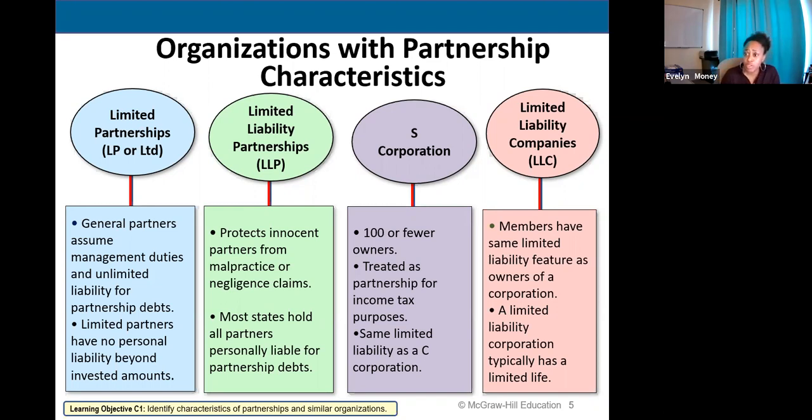An S corporation is very similar to a limited liability company. Limited liability is fairly new in terms of an LLC; the S corporation has been around longer, but an S corporation limits the number of owners. So you're looking at 100 or fewer shareholders or owners. And it is treated just like a partnership for tax purposes. So the income gets passed on to the owners, and they are taxed on it, and they enjoy limited liability.